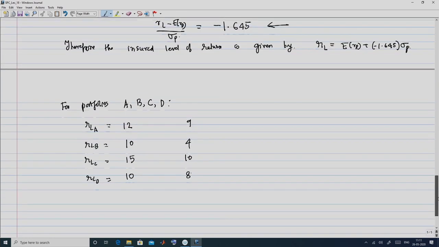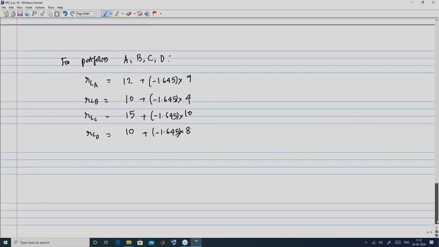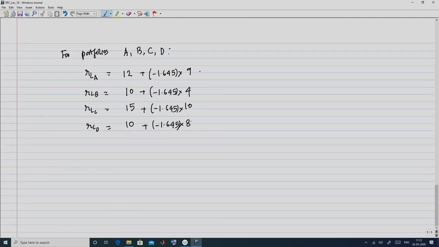So I have substituted the ERP and the sigma p values, and then I multiply sigma p with minus 1.645. Each of those terms I factor in the minus 1.645. This value of minus 1.645 was obtained from the table for the standard normal distribution. So this effectively turns out to be minus 2.805%. This is 3.42%.